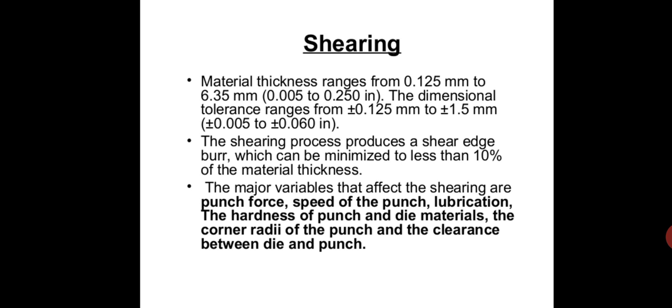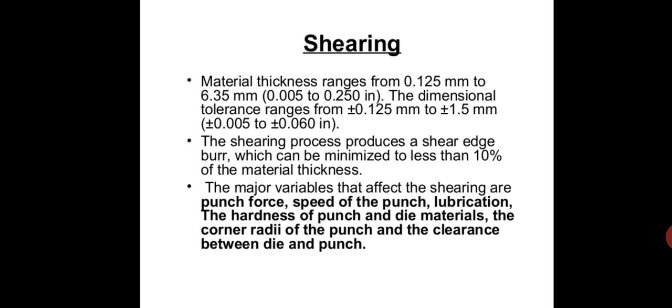Here, shearing. Material thickness ranges from 0.125 mm to 6.3 mm. The dimensional tolerance ranges from plus or minus 0.125 to plus or minus 1.5 mm. The shearing process produces a shear edge burr which can be minimized to less than 10% of the material thickness.